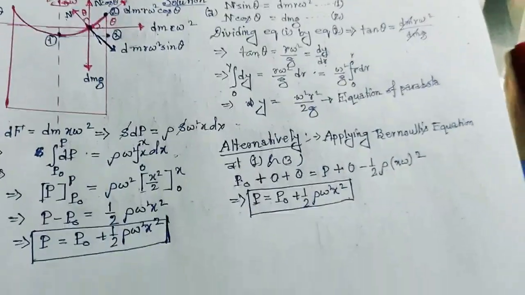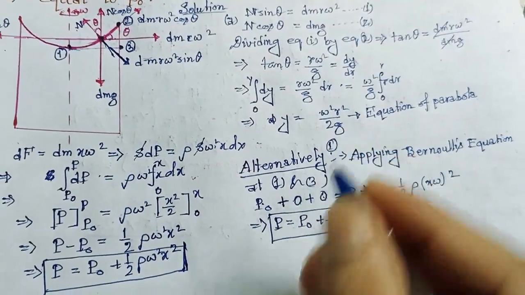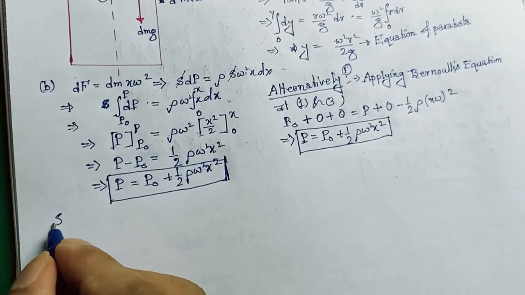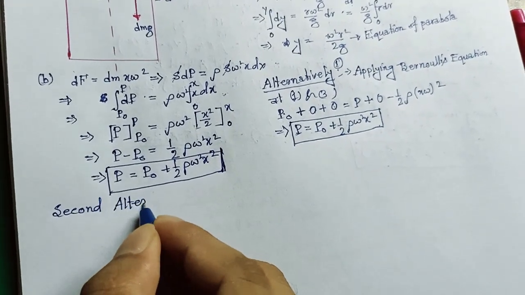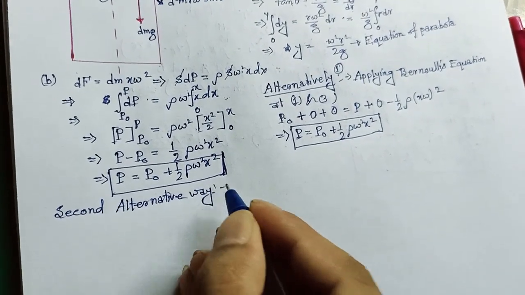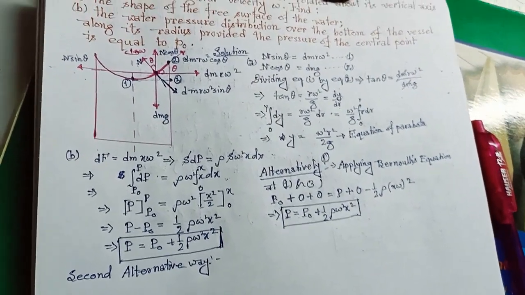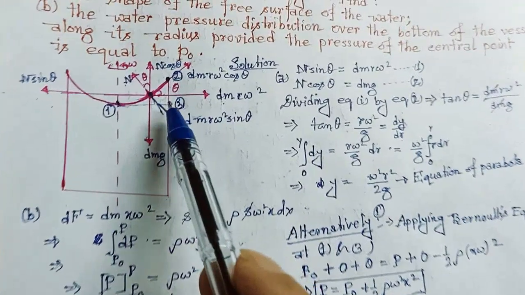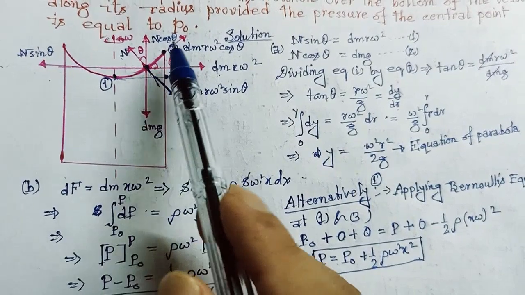We can also solve this question in another different way. So this is alternative 1, and the second alternative method is discussed below. Second alternative way. So for solving this question in another alternative way, let us consider the pressure at this point 3 and pressure at this point 1 and pressure at this point 2.